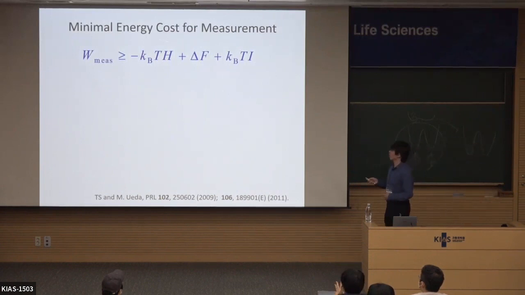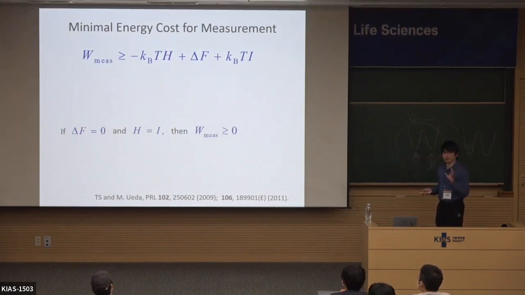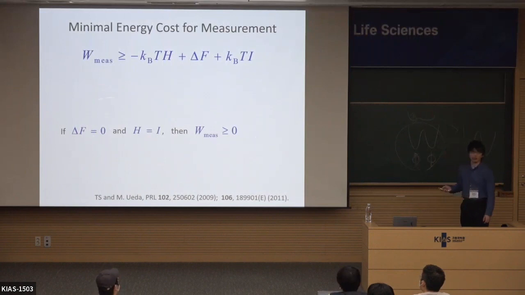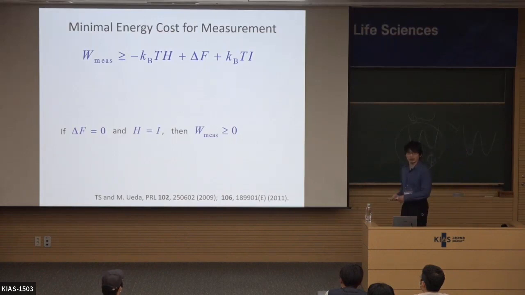So in the special case that delta F is zero, that is the memory is symmetric, and also if the measurement is error-free and the channel information is equal to the mutual information, then the lower bound is just given by zero. So this zero is exactly the same as the Landauer-Bennett argument, as in this case. So yeah, in that sense, this inequality includes the conventional argument as a special case. But in general, we have these three different contributions, and altogether, they give the lower bound of the work cost.